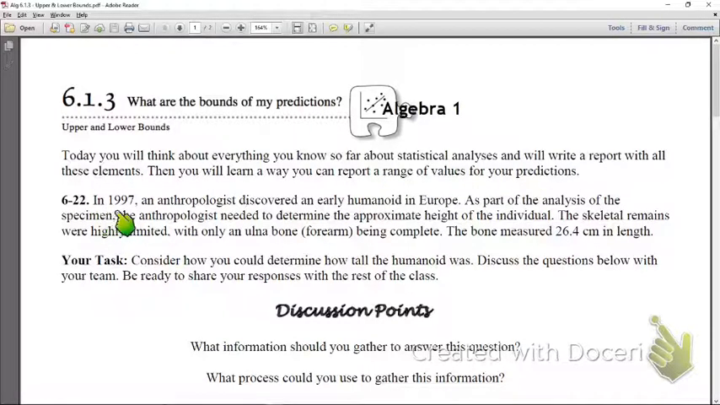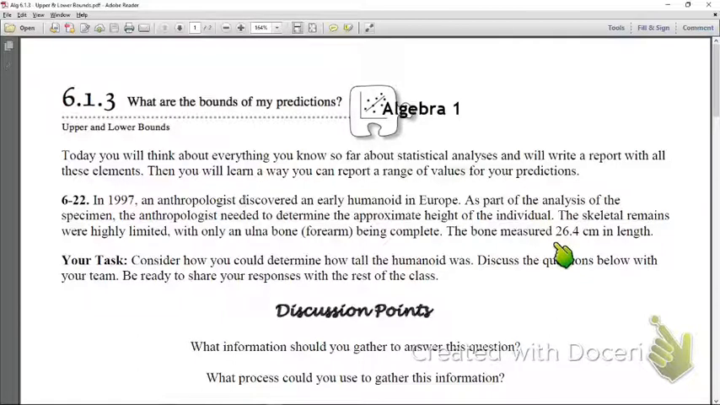So here's the problem. In 1997, an anthropologist discovered an early humanoid in Europe. As a part of the analysis of the specimen, the anthropologist needed to determine the approximate height of the individual. The skeletal remains were highly limited, with only an ulna bone, the forearm, being complete. All the other bones that were found were not usable, except for the forearm. Your forearm starts from your wrist all the way down to your elbow. The bone measured 26.4 centimeters in length.